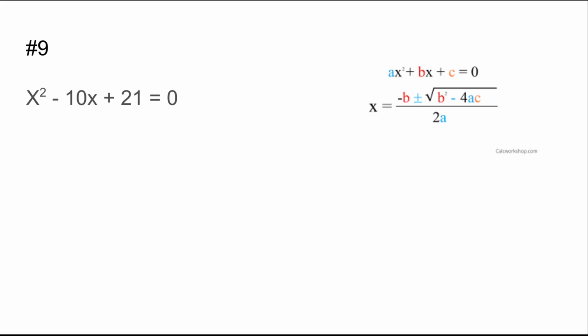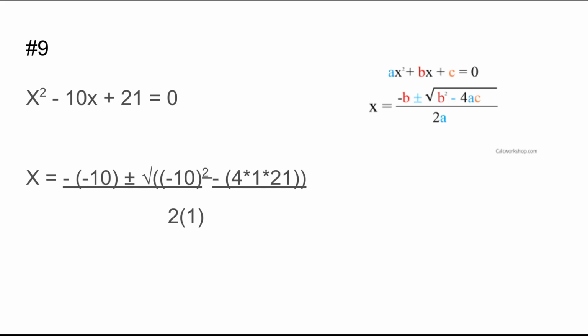Okay, it's already in our quadratic form equaling 0, so let's plug this in. Negative 10 plus the square root of negative 10 squared minus 4 times 1 times 21, enter, divided by 2, x equals 7. Next, let's subtract. Negative 10 minus the square root of negative 10 squared minus 4 times 1 times 21, enter, divided by 2, x equals 3. These are our two solutions.